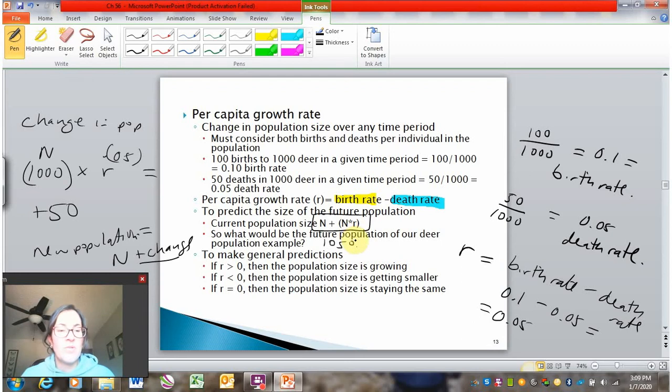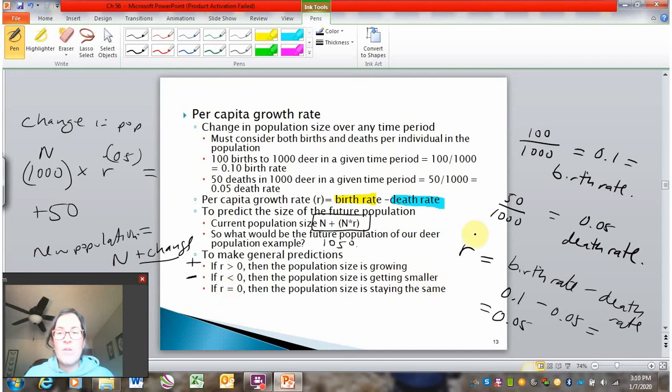So we can make general predictions based on r, like we did with the net reproductive rate. In this case, the per capita growth rate was 0.05, so it's a positive value. So if r is greater than 0, which we could say is positive, then the population size is growing. If r is less than 0, that is, if it's a negative value, that means the death rate is bigger than the birth rate. That's how you would get a negative value. And so the population size is getting smaller. There's more deaths than births.